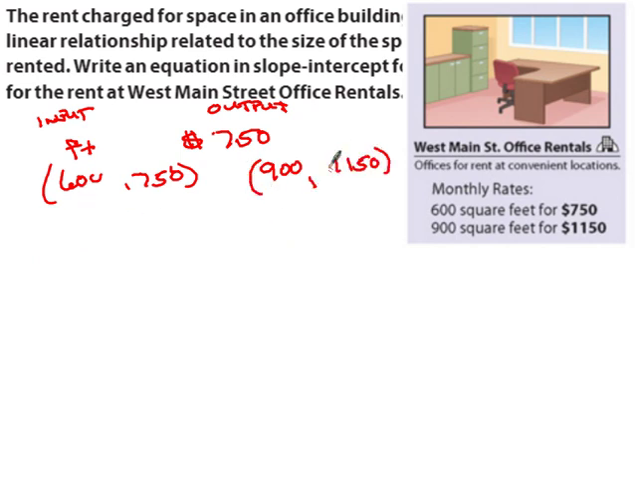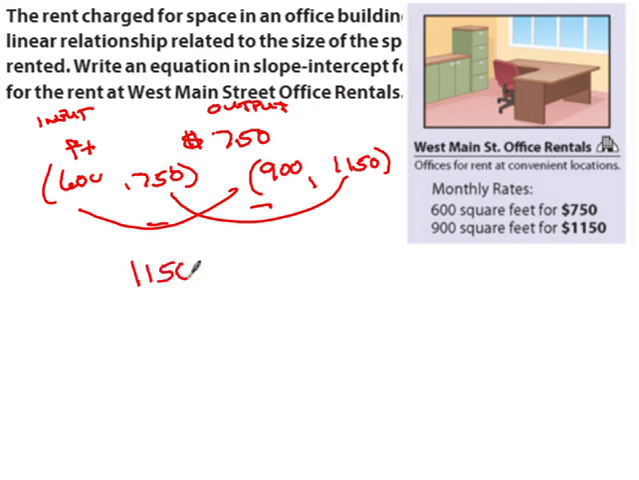Because this is my square feet determines the amount of rent I spend. So that's why my X value is the amount of square feet. The Y value is the output, because the amount of money we spent depends on how big the office is, how many square feet it is. Now I can find my slope from this situation. I can subtract my Y's and I can subtract my X's. Okay, I'm subtracting my Y's, subtracting my X's.